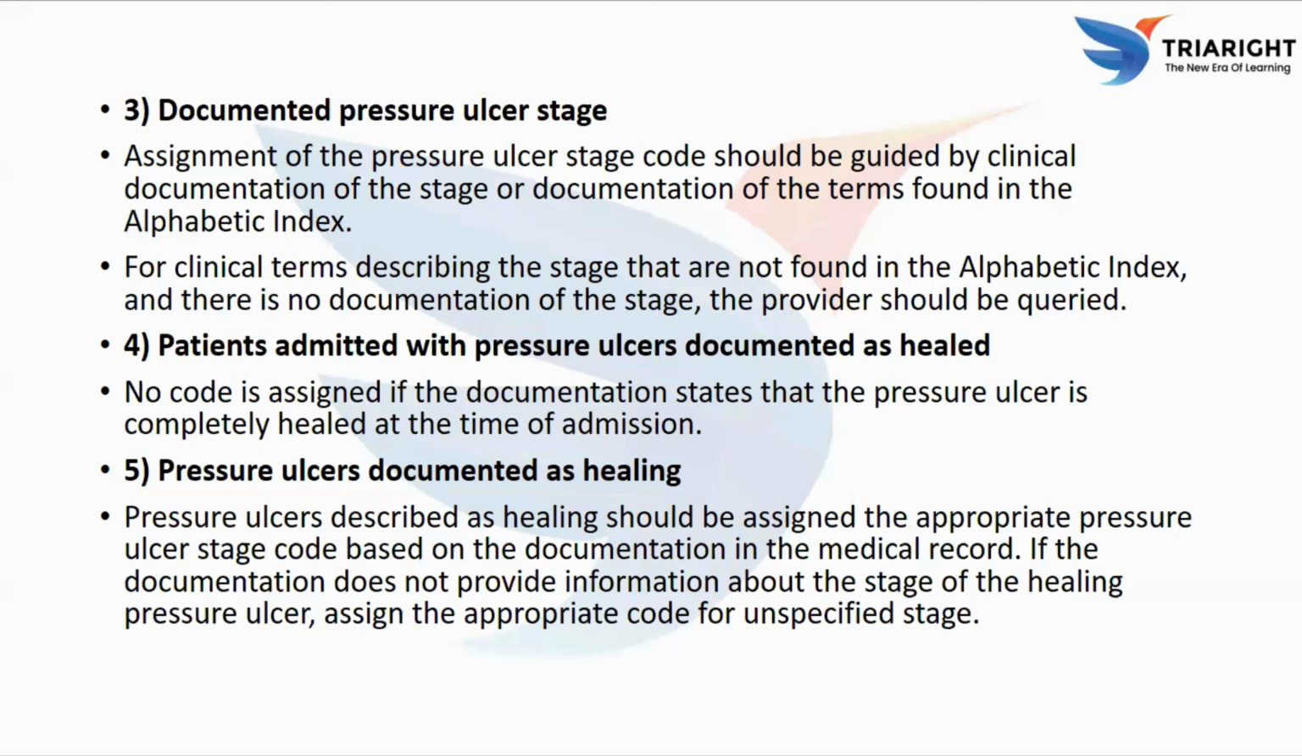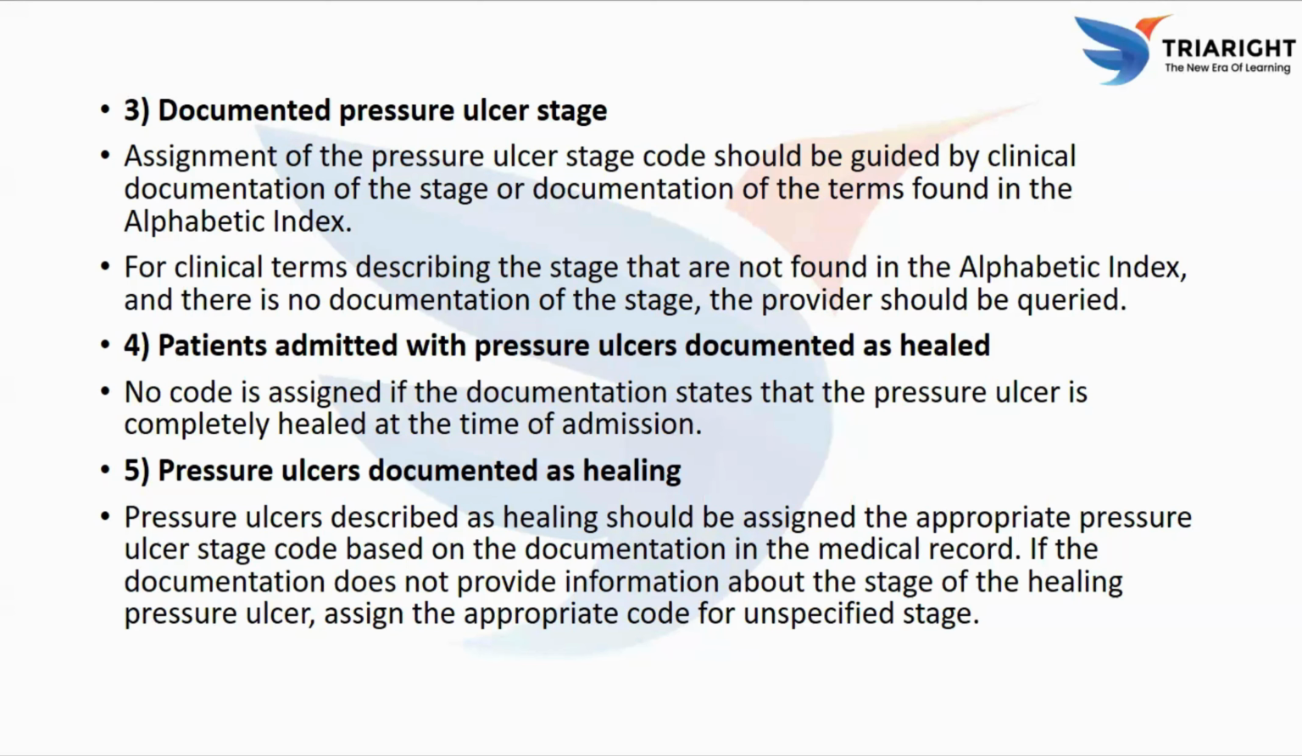If the wording for the stage used by the provider is not found in the ICD-10-CM alphabetical index and the stage is unclear, then you have to query the provider for clarification. You should never guess the stage, even if the ulcer description is given. So this is how you have to code the documented pressure ulcer stage.